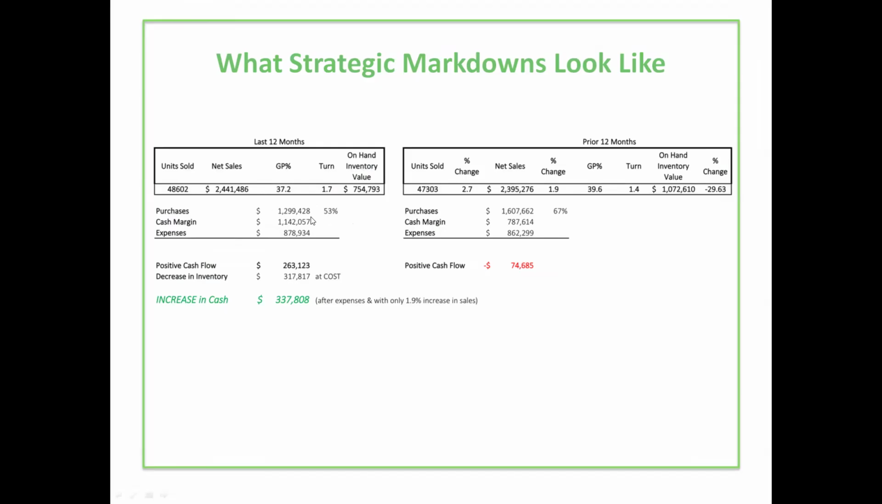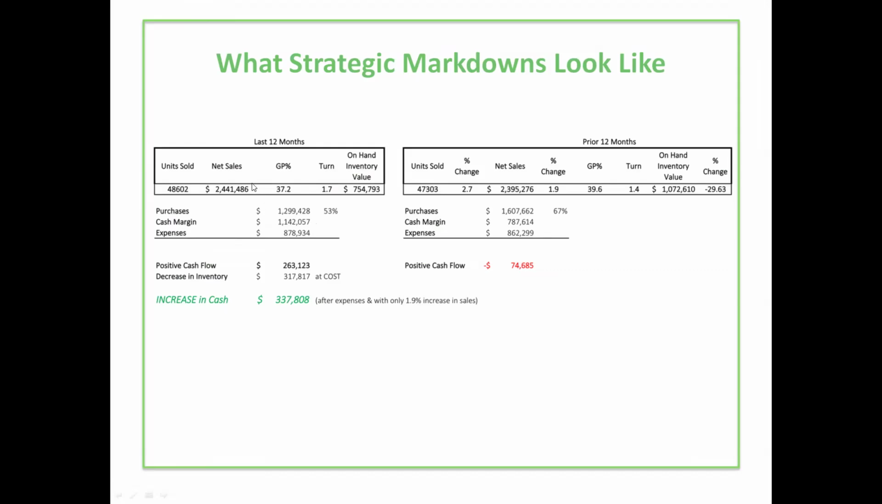Okay, so now let's look at our purchases in these 12 months working together. Our purchases are our cost of purchasing inventory, our cost of goods that we brought in, not the cost of goods sold. Cost of goods that we brought in was 1.299428 million. So that's a reduction from 1.6 million the prior year. So we brought in less inventory and sold about the same amount.